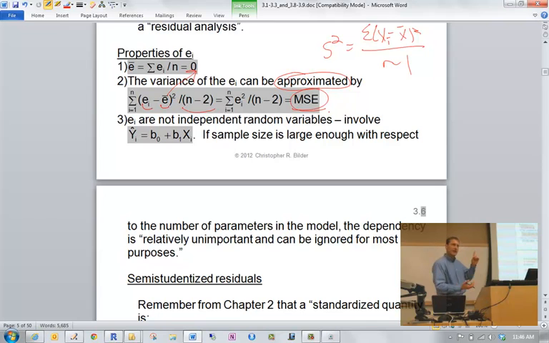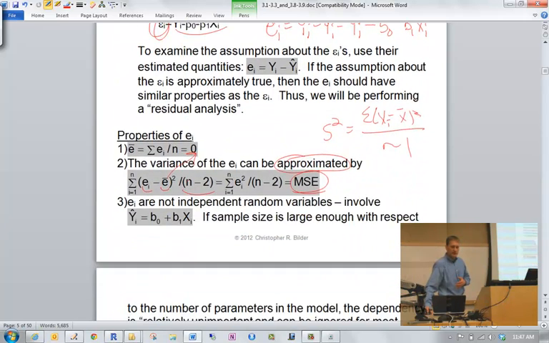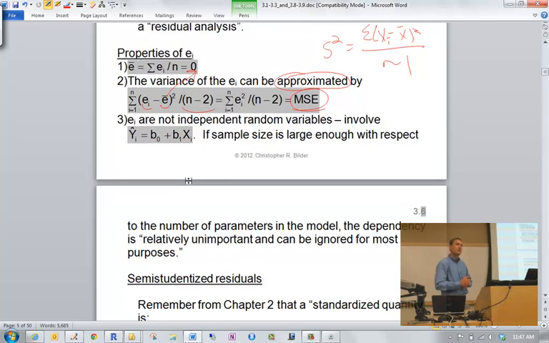It's not exactly the variance, though. We'll see what happens later on in this course. But it's an approximation, we can say. Now note that these epsilons are independent. Are the e's, though? Well, no, they're not.